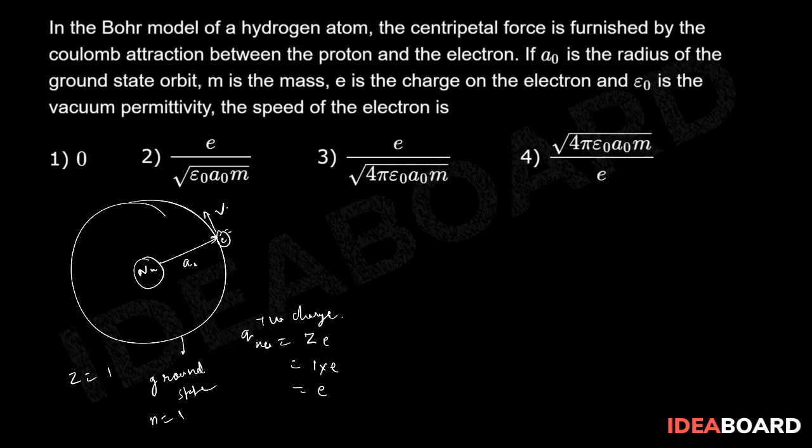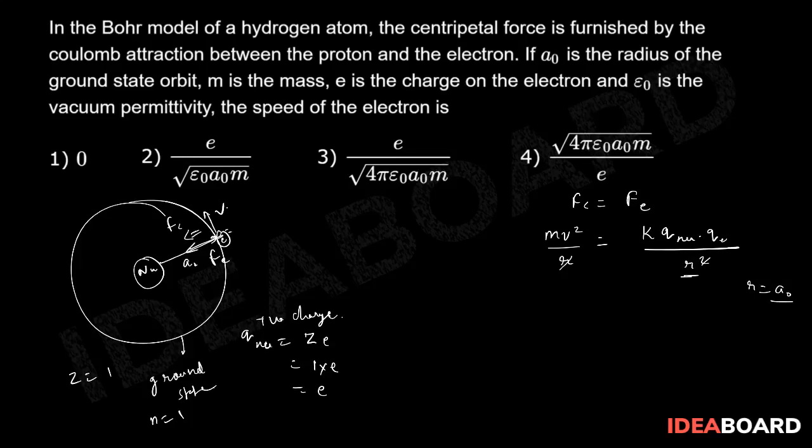Now what I need to do, I need to utilize the fact, if I see the FBD, then there will be electrostatic force Fe, which will provide centripetal force. So Fc will be equal to Fe, correct? So now you can say Fc, which is mv square upon r is equal to Fe, that will be k q nucleus into q electron divided by r square, right? So this r and r is cancelled out. We know that here r is equal to A0 because we are in the ground state itself.